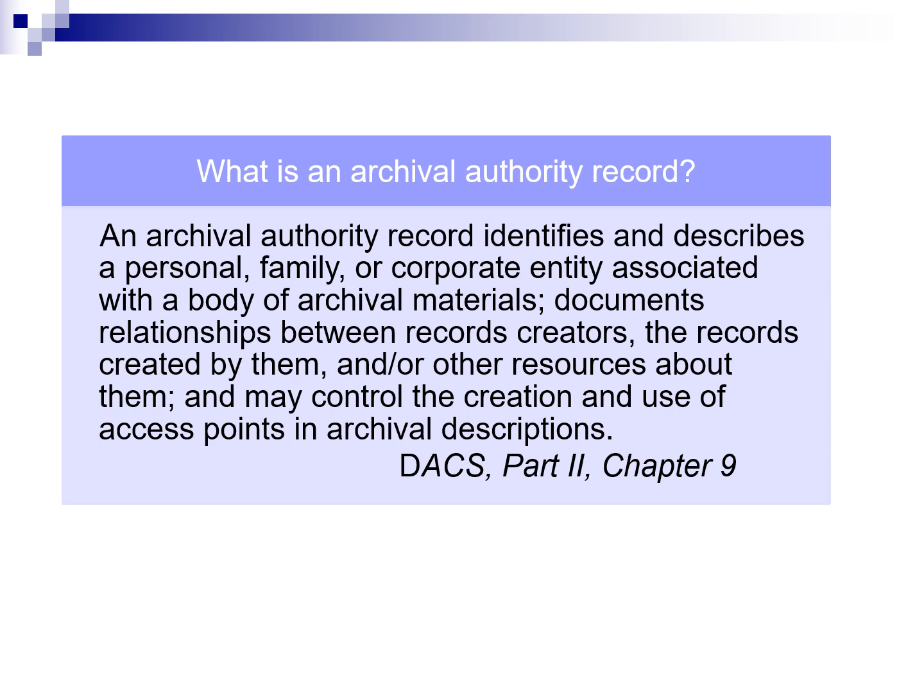So what exactly is an archival authority record? DACS Part 2, Chapter 9 defines it this way. An archival authority record identifies and describes a personal, family, or corporate entity associated with the body of archival materials. Documents relationships between records creators, the records created by them, and/or other resources about them, and may control the creation and use of access points in archival descriptions.